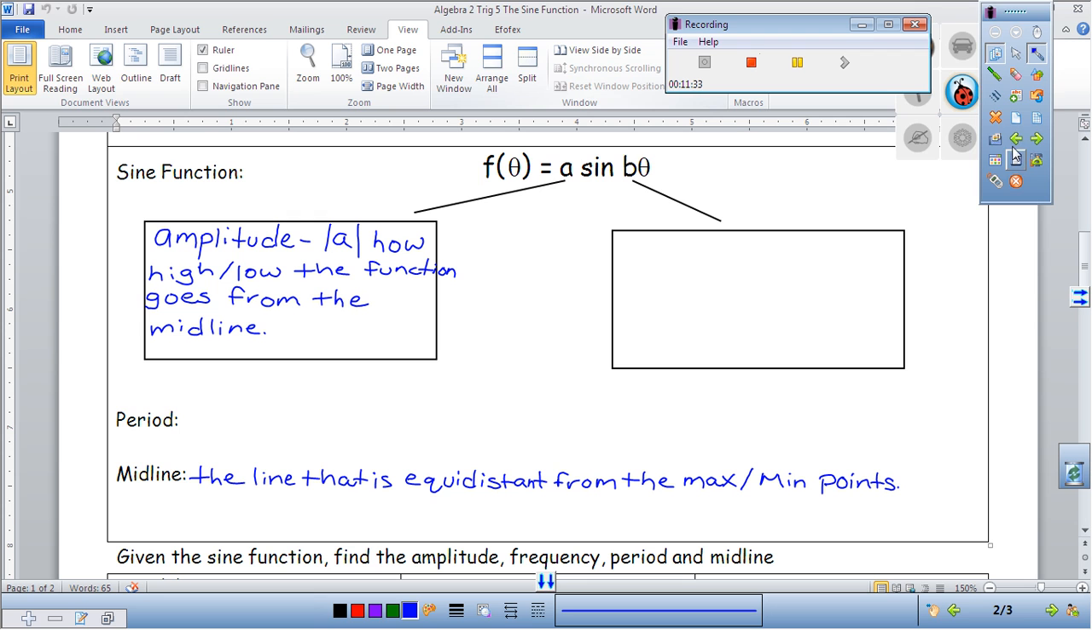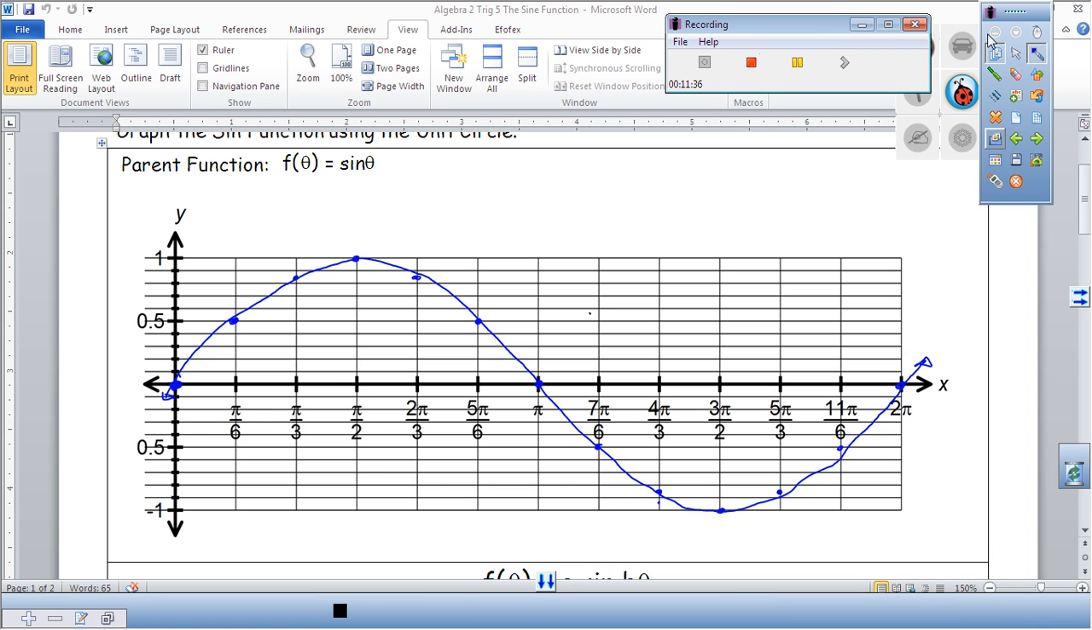And let's show you on our sine curve. Our sine curve starts at 0, so that's how you could identify the midline. The midline is where it's going to be starting. So this is our midline.